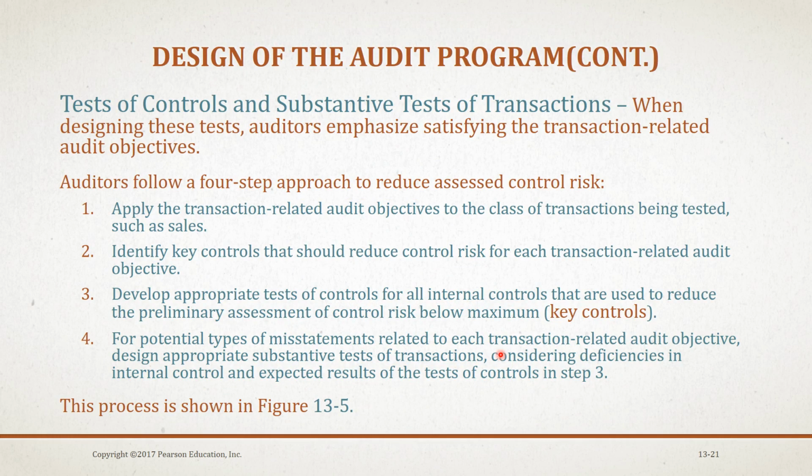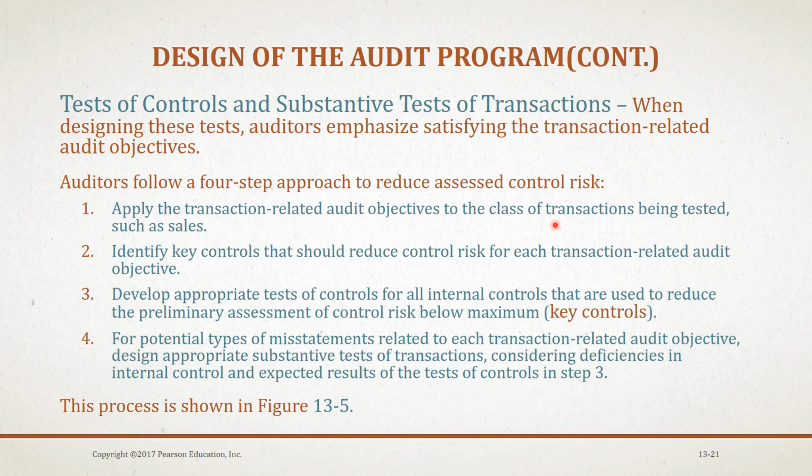The design of the audit program. So, test of controls and substantive tests of transactions. When we design these tests, auditors emphasize satisfying the transaction-related audit objectives. Auditors follow this four-step approach to reduce assessed control risk. Basically, they look at the transaction-related audit objectives to the class that's being tested.